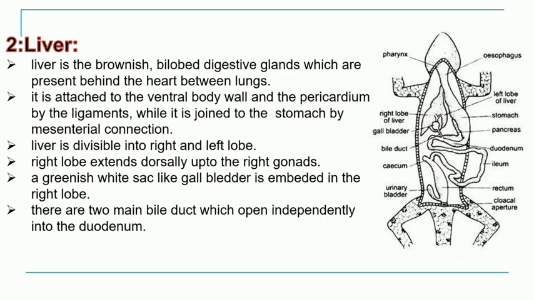There are also two bile ducts which open independently into the duodenum. The important secretion of the liver is bile, and that is added to the duodenum through these small ducts. So two ducts are opening into the duodenum of the alimentary canal.